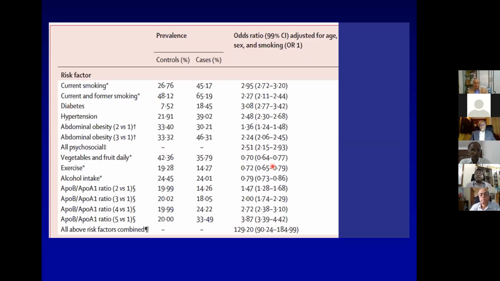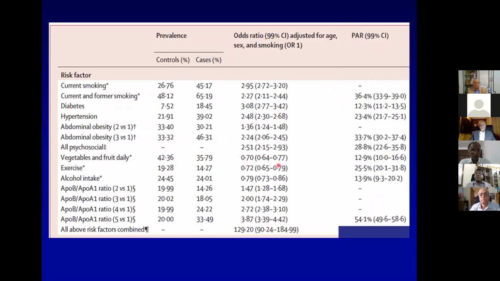Now let's look at the topic of our discussion today, the population attributable risk. For smoking, now you will see percentages here. For smoking, it is 36%, and this is the 99% confidence interval around it. For diabetes, it's 12%, hypertension is 23%, obesity is 34%, etc. Right? And then there's something that I've blanked off here in the end. So clearly these percentages don't add up to 100. Usually percentages in a table add up to 100, but they don't here for an important reason.